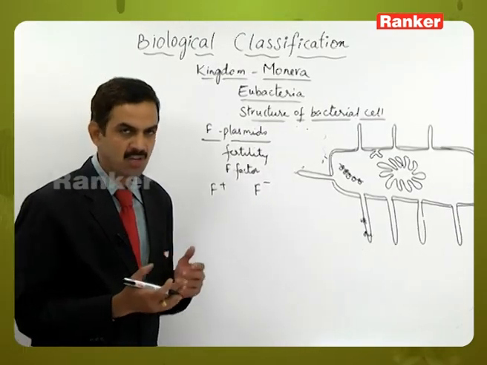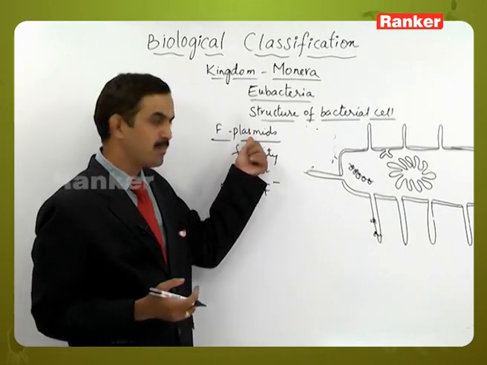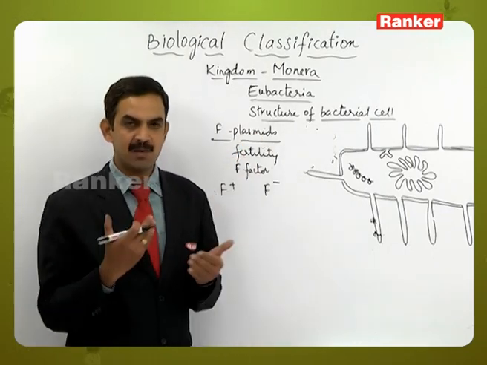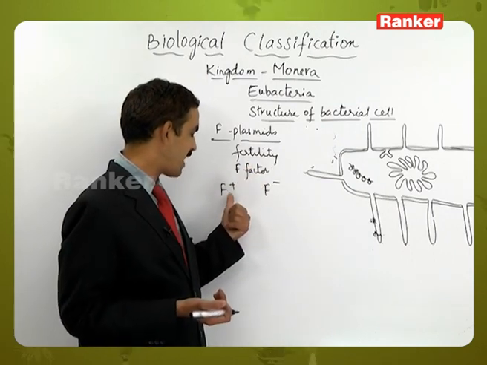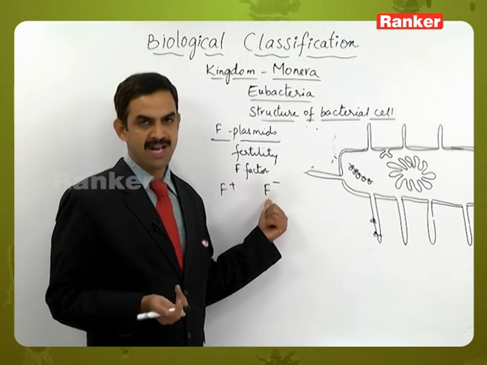During the process of conjugation, the F plasmid will replicate, and when it is replicated, it forms an extra additional plasmid. That plasmid will be transmitted from the F plus bacteria to the F minus bacteria.